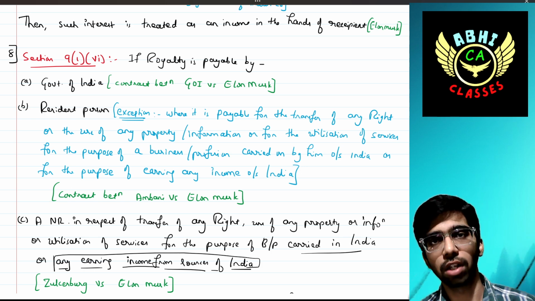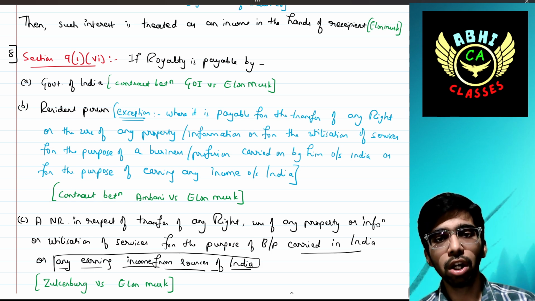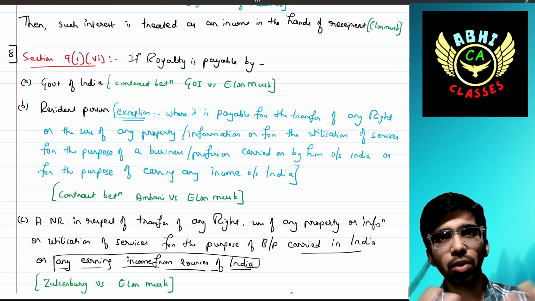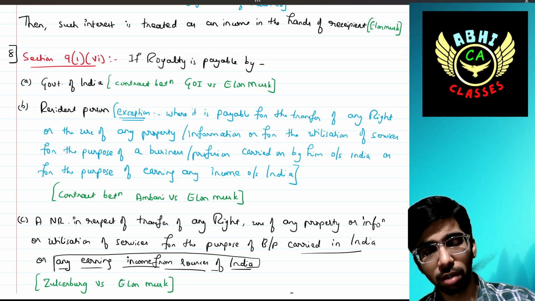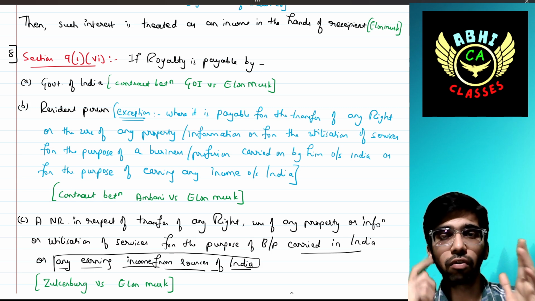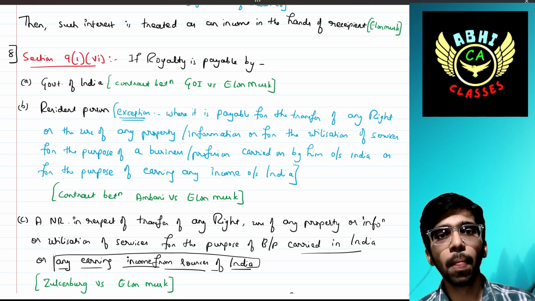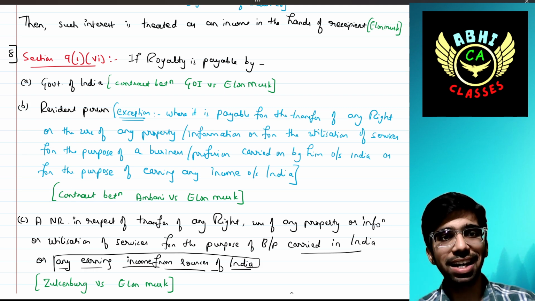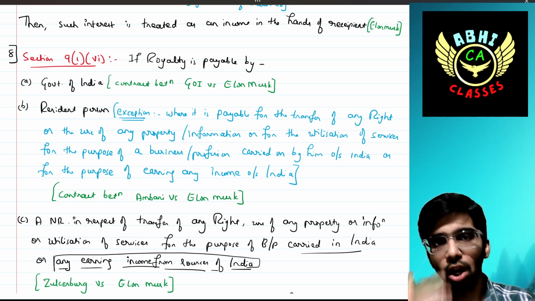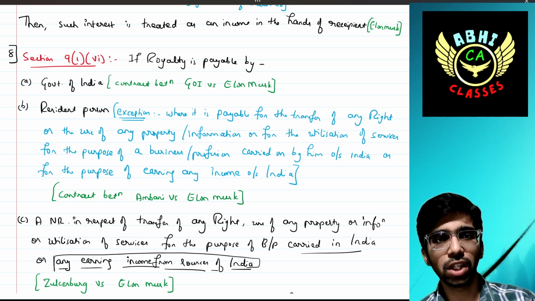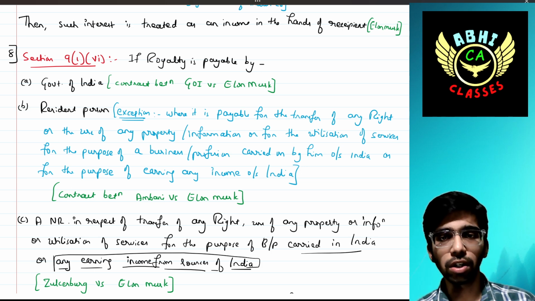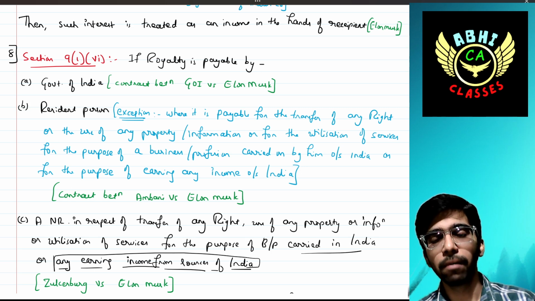Next, a resident person. If the royalty is payable by Ambani to Elon Musk, royalty for which payment? For the utilization of any information, or any other services. If it is paid by Mukesh Ambani to Elon Musk, then that will be taxed in the hands of Elon Musk, because it is his income. But there is an exception where it is payable for the transfer of any right or for use of any property or information, or for the utilization of services for the purpose of business or profession carried on by him outside India.